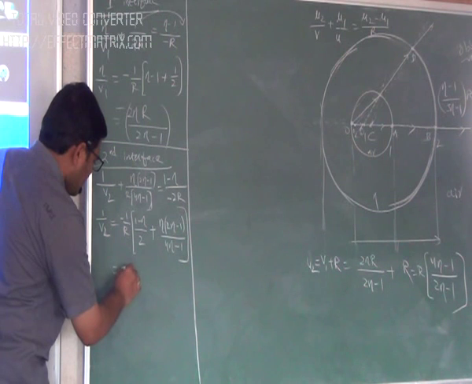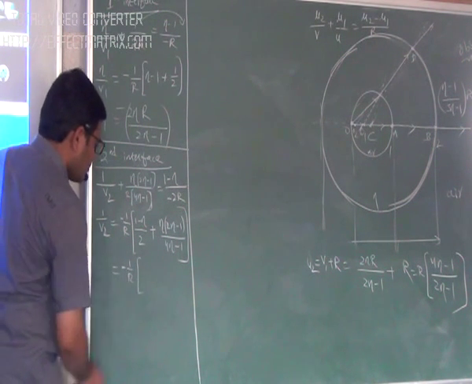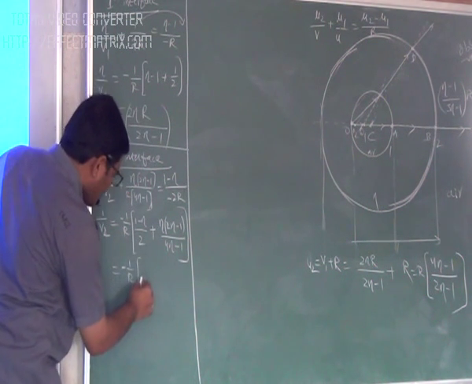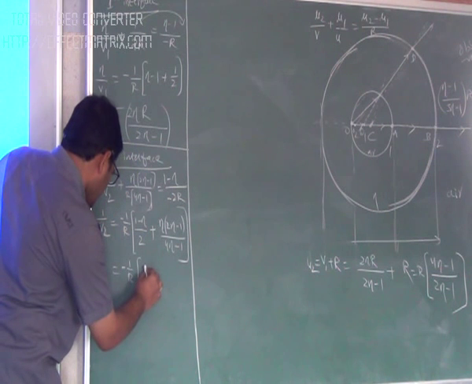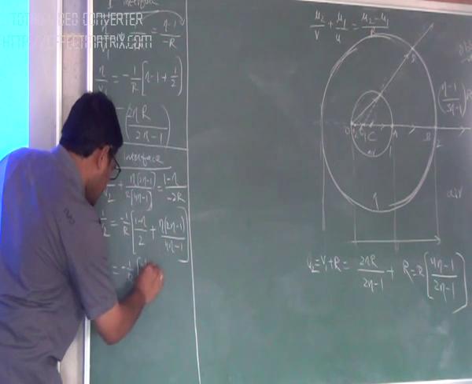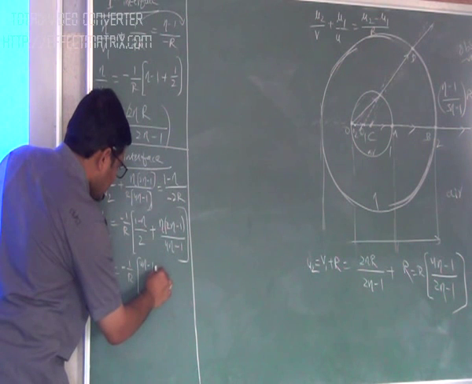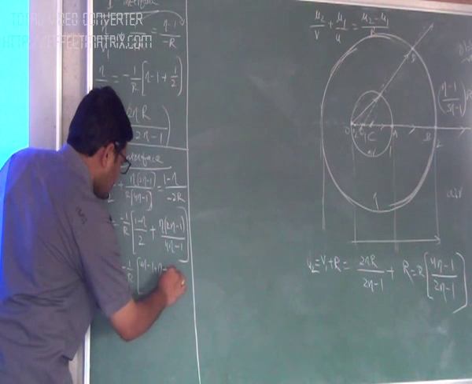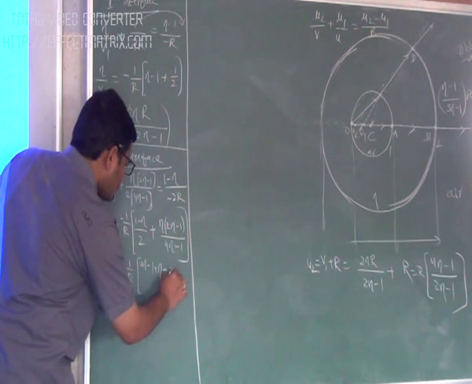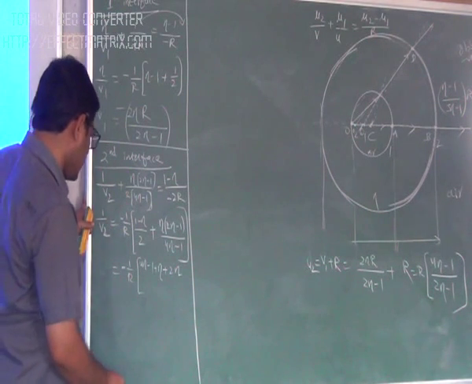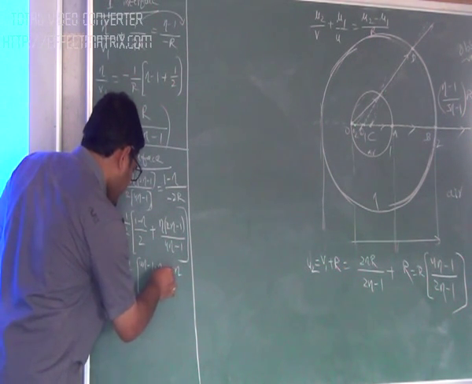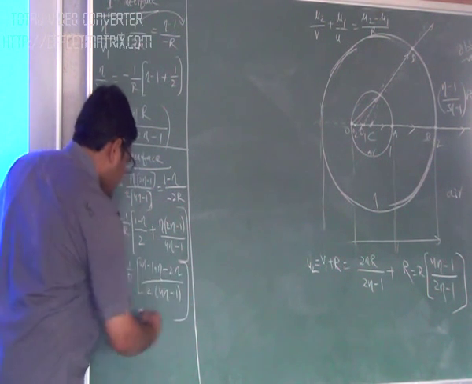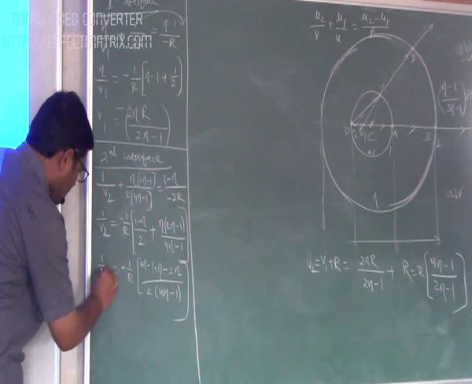So what you are going to get here is minus 1 upon R times... the 4 neta square will get cancelled. What you are going to get then is 4 neta minus 1, plus neta plus neta, minus 2 neta, upon 2 times (4 neta minus 1). This is the calculation I did. This is 1 by V2.